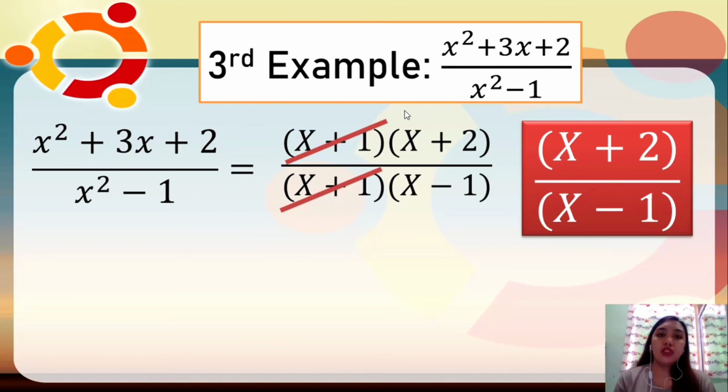So, ganyan lang po kasimple on how we will simplify rational algebraic expressions.